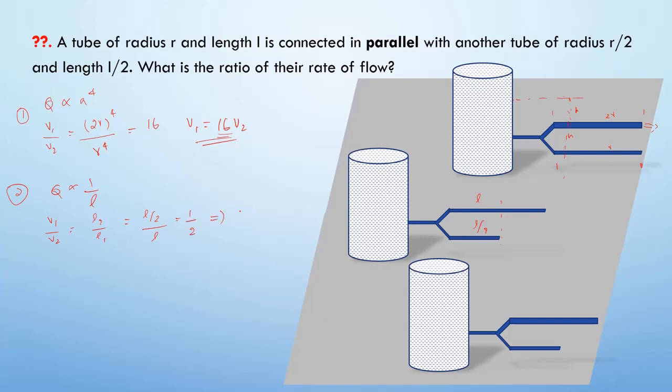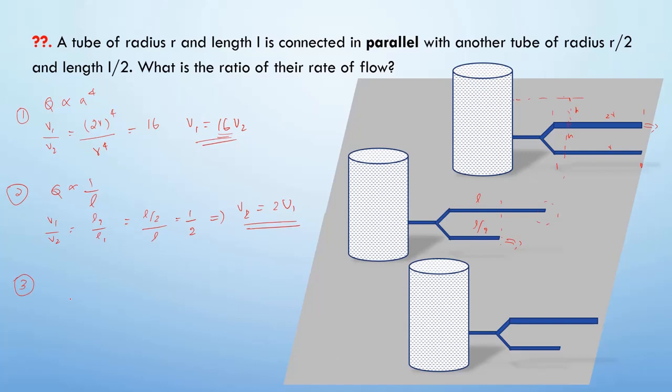So V2 is equal to 2 times that of V1. That is, the rate of flow through V2 is 2 times that of V1. 2 times the water flows out of V2 at the same time when a small amount of water flows through V1.